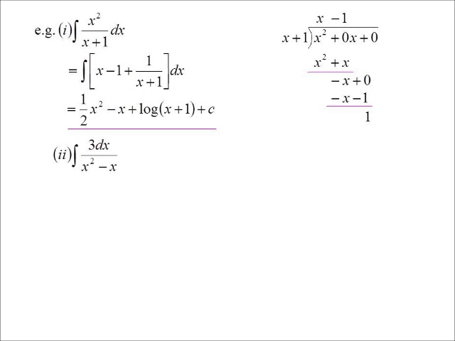All right, let's try one where we actually do some factorising of the denominator. X squared minus x, simple little one. We just take out the common factor. But I've now got two factors, x and x minus 1.